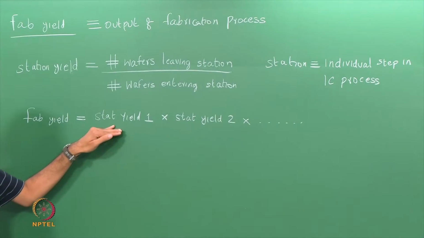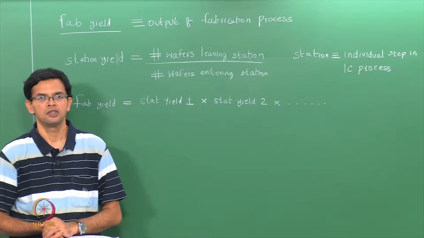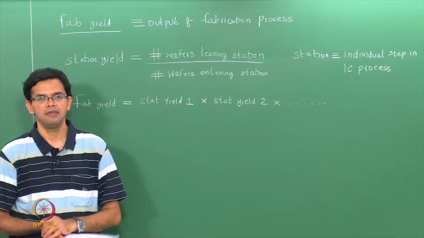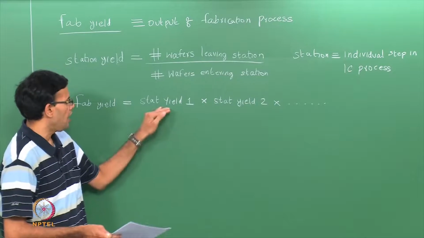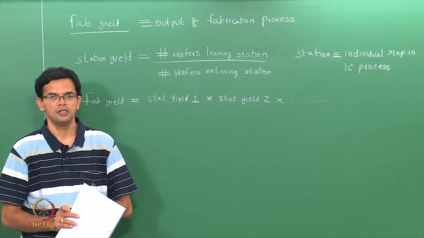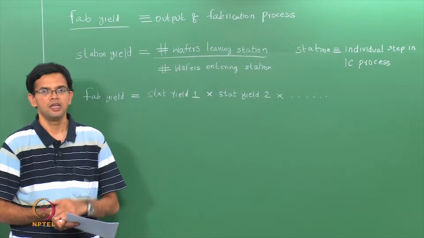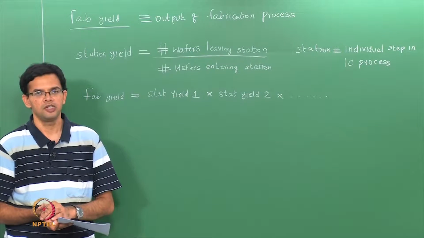So, the overall yield is the cumulative yield of the individual stations, which is why when we look at IC manufacturing, we want as high a station yield as possible, close to 100%, because of the fact that the overall fab yield is a cumulative of all the individual station yields.